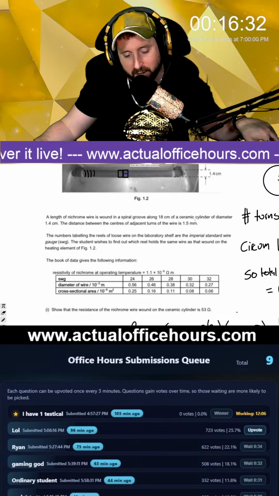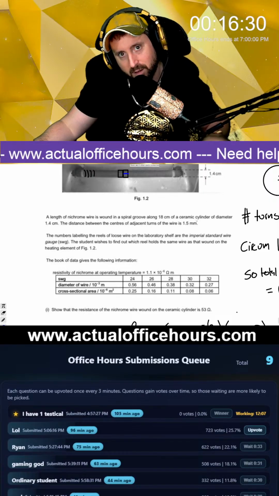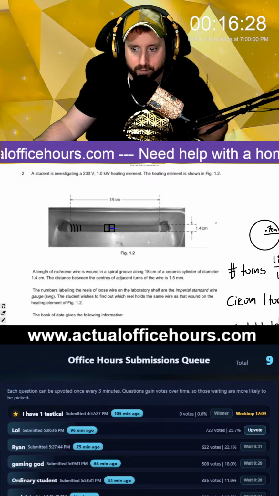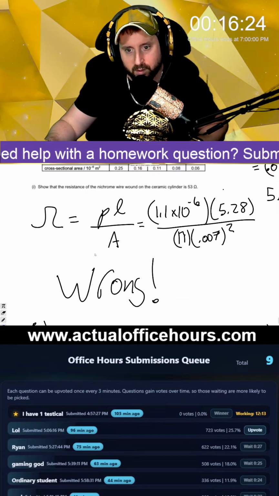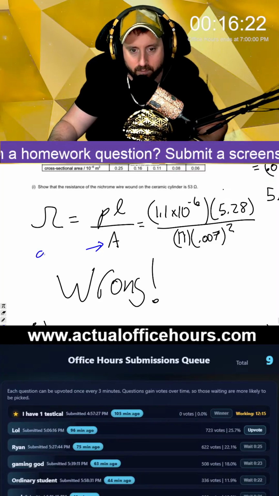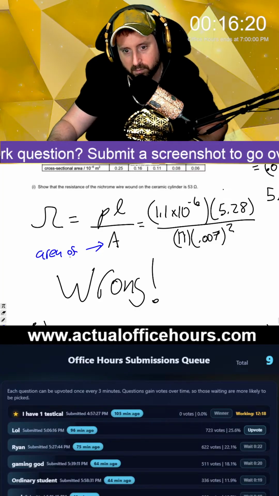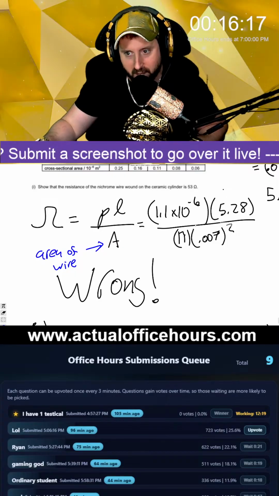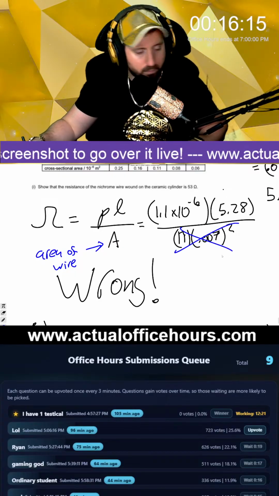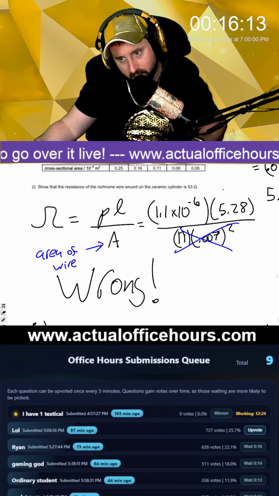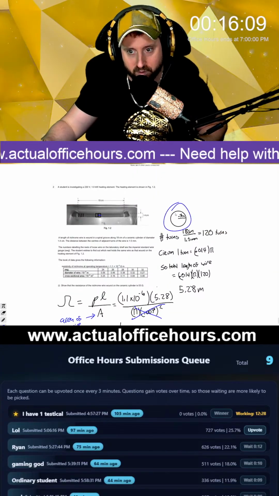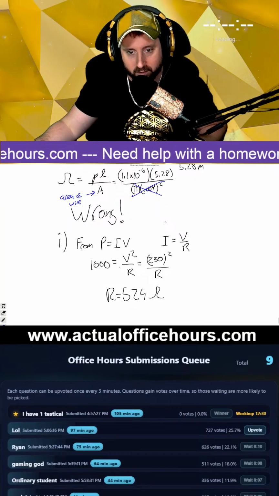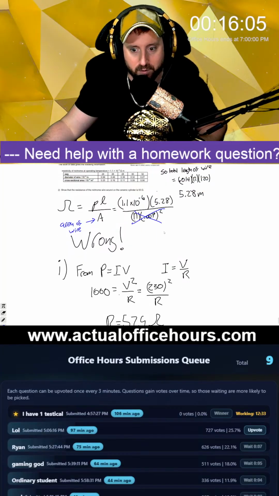Oh, you know what it doesn't take into account? Oh no. Yeah, here's where we messed up. This is wrong. This is the area of the wire. I see. I was doing the area of the loop. The area of the loop is that, but that's not the area of the wire. Now I see how we're going to do the next part.